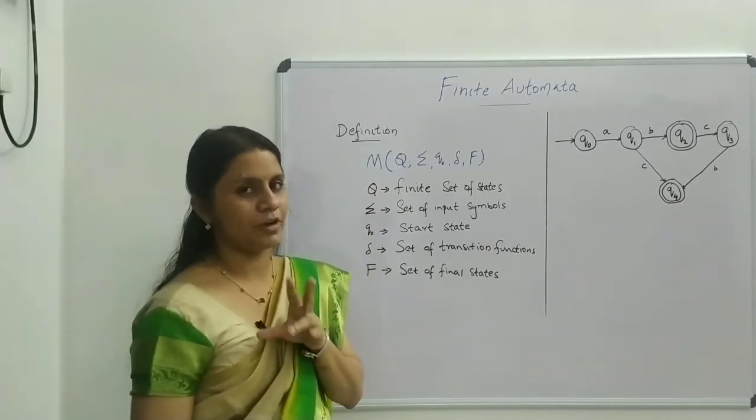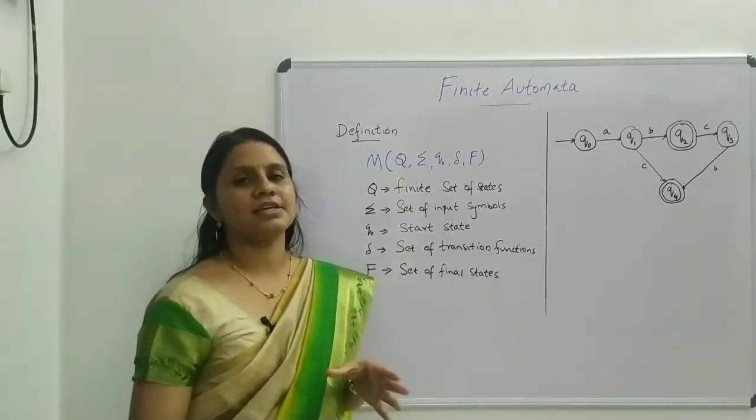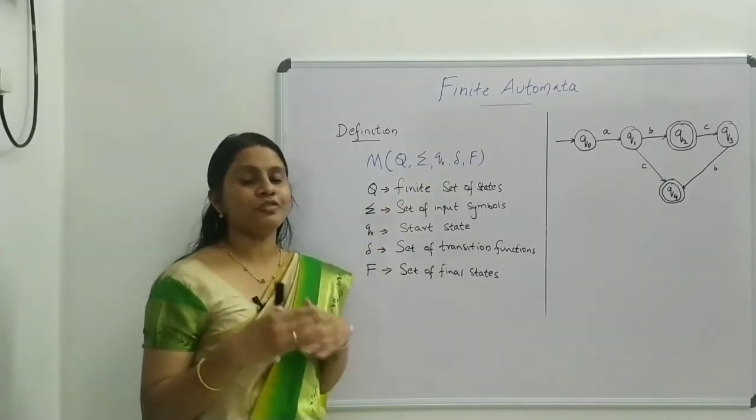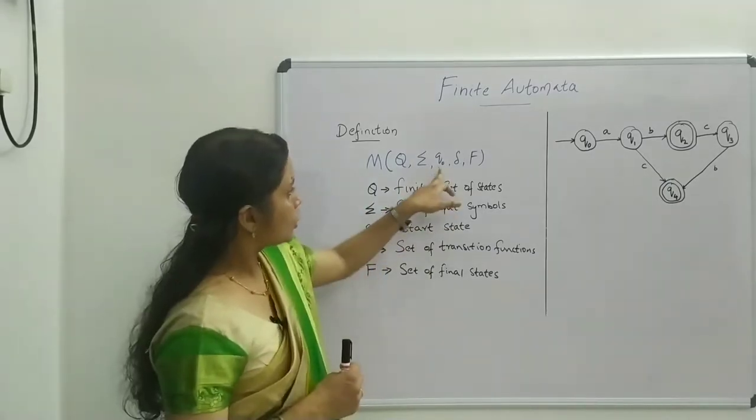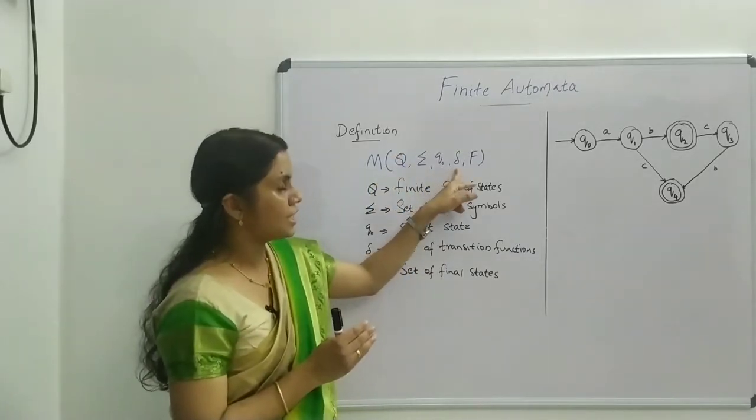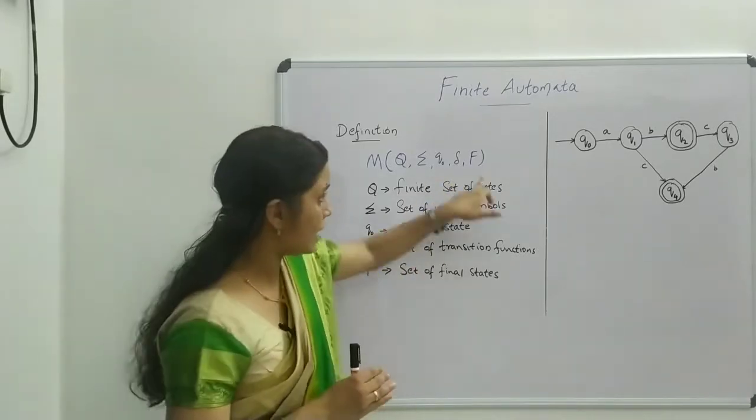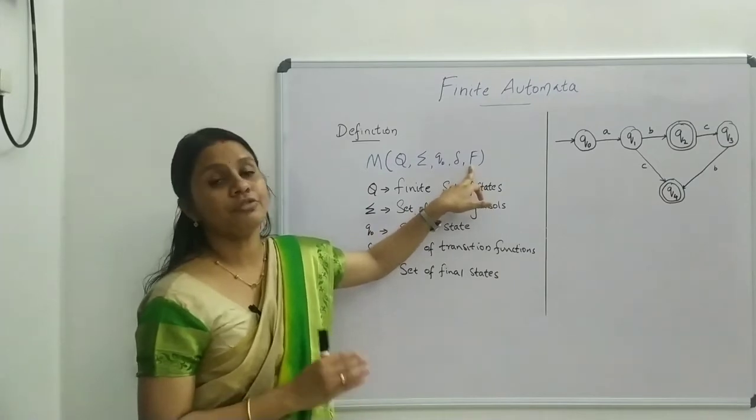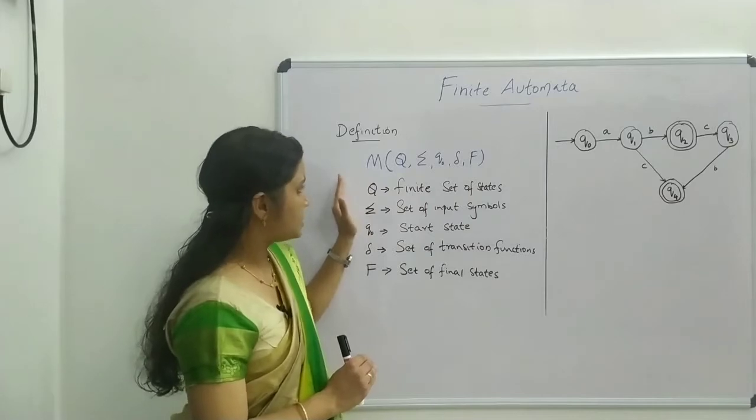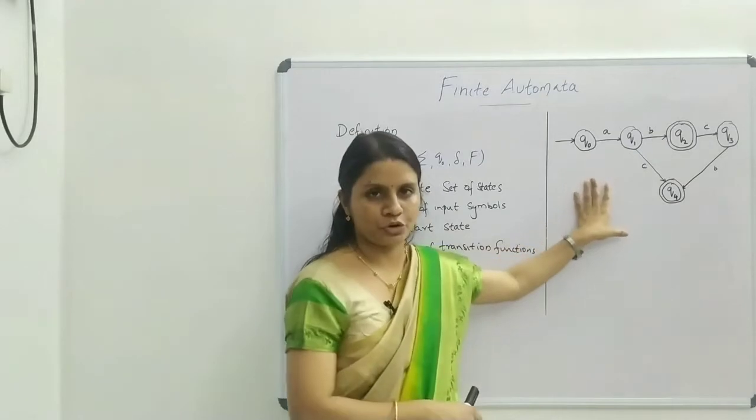M represents the finite automaton, and Q is the finite set of states in the finite automaton. Sigma is the set of input symbols. Q0 is our start state, delta represents the set of transition functions, and F denotes the set of final states in the automaton. We'll discuss this with an example: consider the finite automaton M.